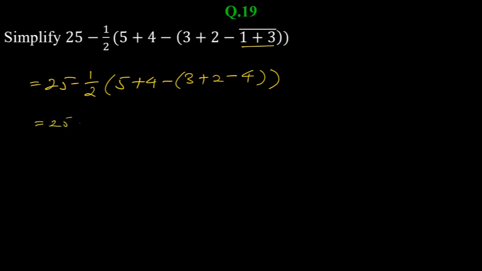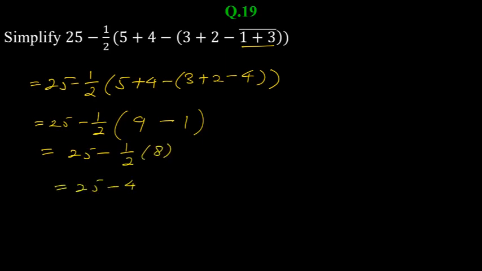It means it will be 25 minus half, 5 plus 4 will be 9, minus, this will be 3 plus 2, 5 minus 4, 1. Okay, 3 plus 2, 5 minus 4. That is 25 minus 1 by 2 of 8. That is 25 minus 4 equals to 21. I had already received answers from Arush and Ashrit at the very beginning, correct answers.